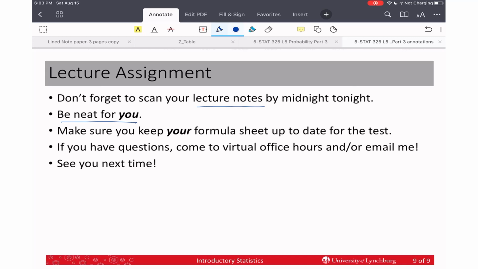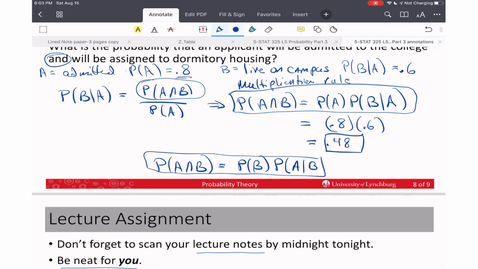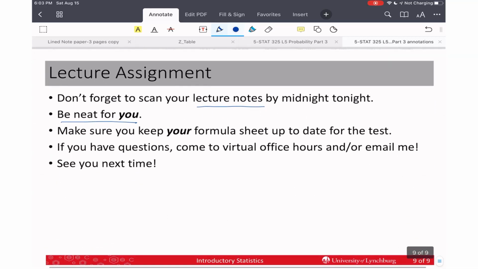And then make sure that you have these formulas for conditional probability and the multiplication rule. I'll go back and write one more: the probability of A and B can also be written as the probability of B times the probability of A given B. So you may want both of these rules in there, two different ways, depending on what you've been given.